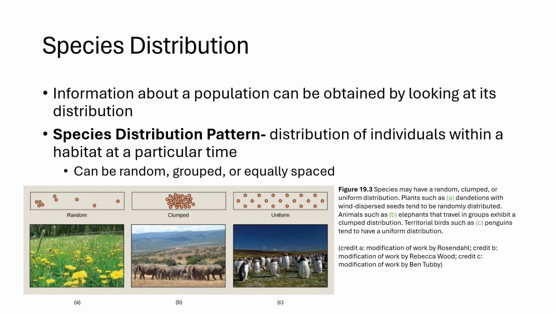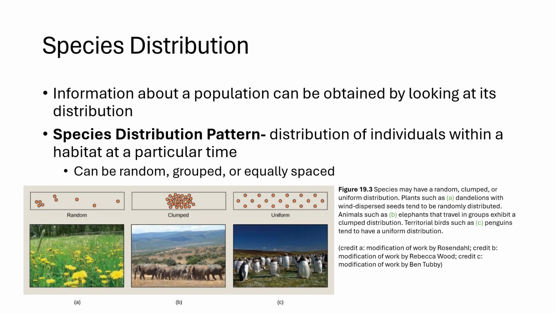So how the species actually clusters when it's out in its environment is also important as well. So we can obtain information about populations by looking at how they tend to distribute in their environments. We call this a species distribution pattern.